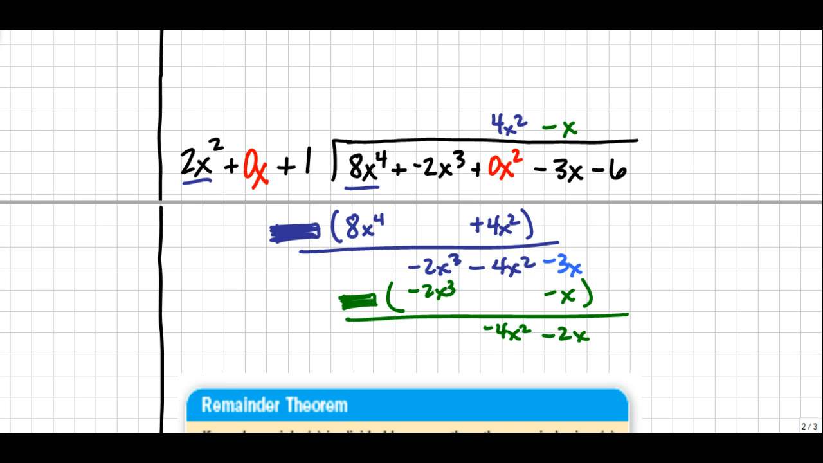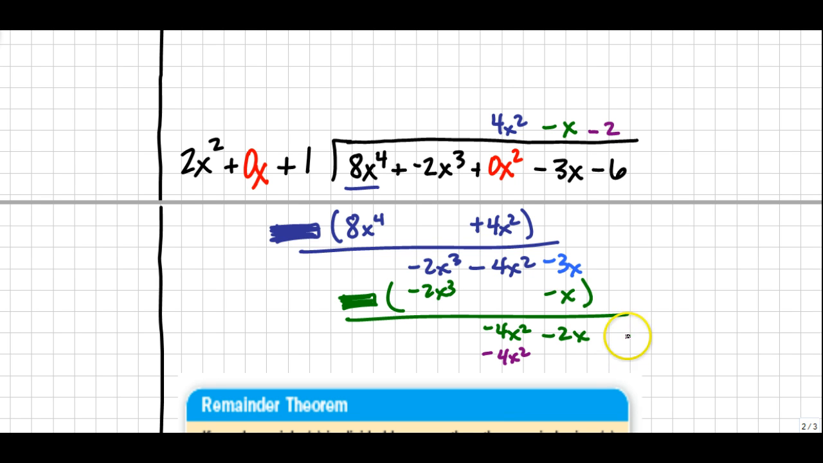Now I'm going to start all over for the last time. 2x squared times what is negative 4x squared? I know that's going to be a negative 2. No x's because I've got square and that's what I need. Now I multiply. Negative 2 times 2x squared is negative 4x squared. Negative 2 times 0 is 0. Negative 2 times 1 is negative 1.